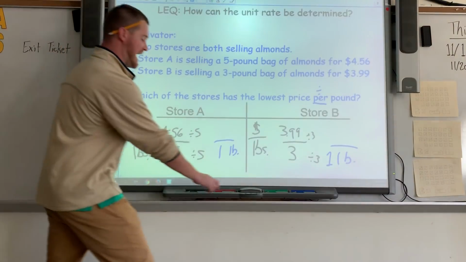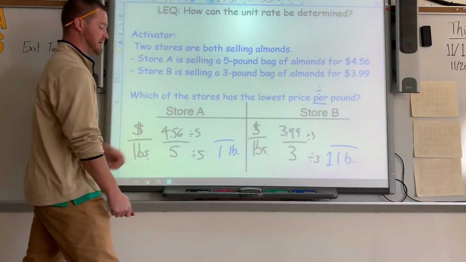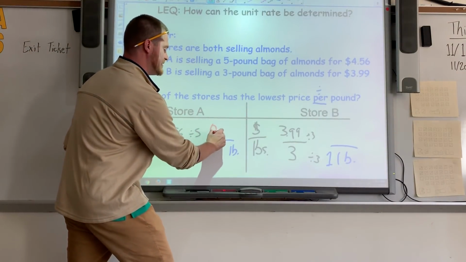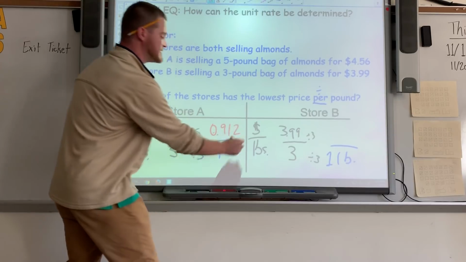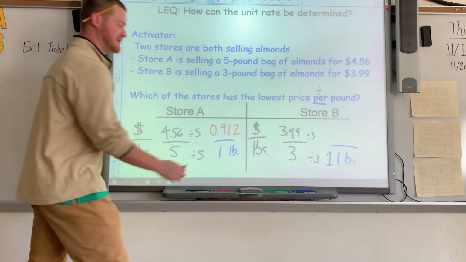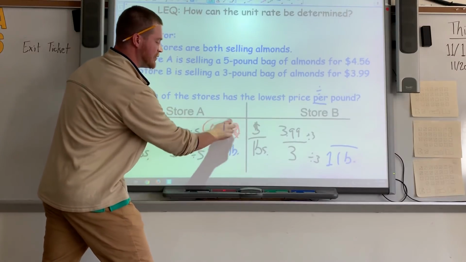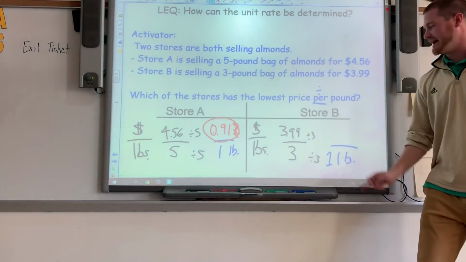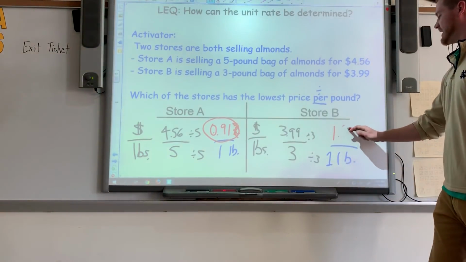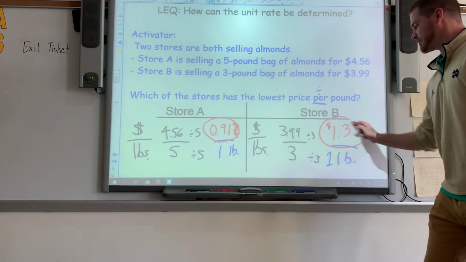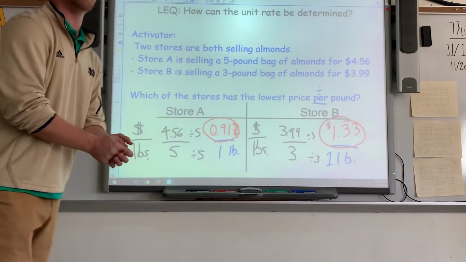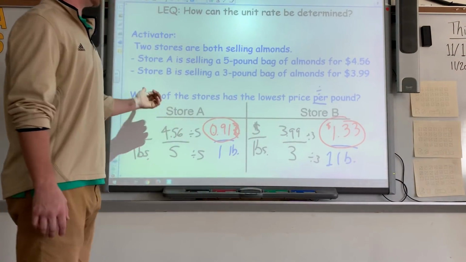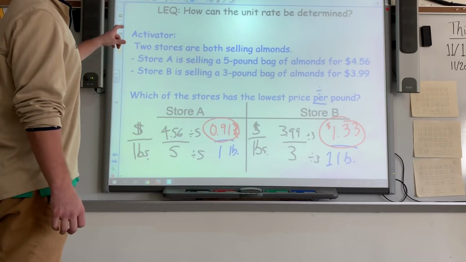Now, if we do the actual math, $4.56 divided by 5 gives me an answer of $0.912. Remember, with money, we round to 2 decimal places, so it's basically 91 cents per pound. On the right side, store B, you do $3.99 divided by 3, we get $1.33 per pound. If you're buying the same kind of almonds in bulk per pound, we'd obviously want to go to store A because it's going to be the cheaper price in the long run.